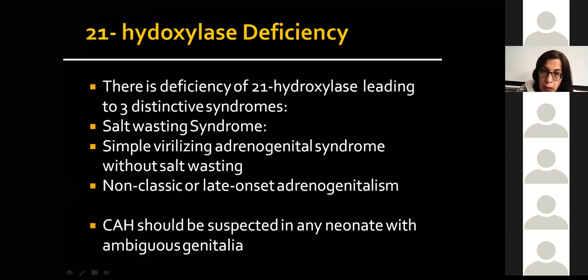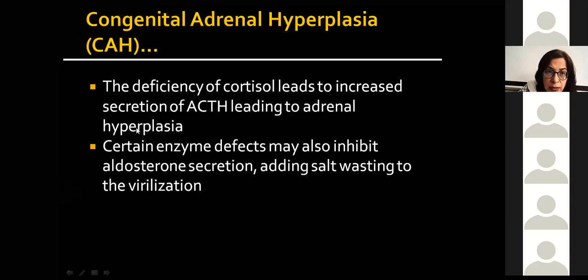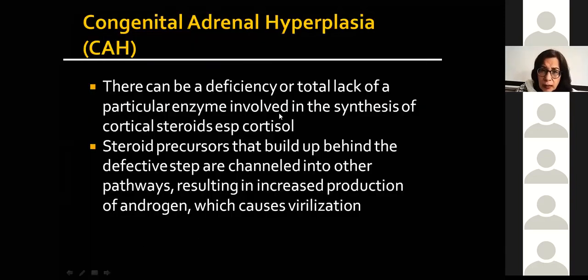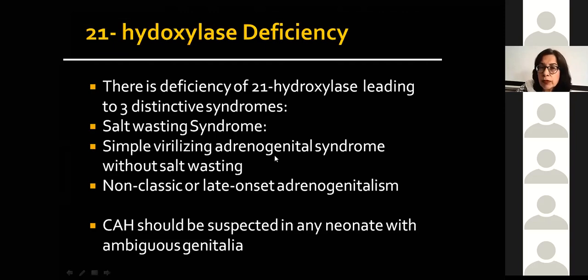Right? Now, 21 hydroxylase deficiency. I showed you this enzyme 21 hydroxylase over here. This one is 21 hydroxylase. And there are three distinct syndromes in this 21 hydroxylase deficiency. It's the most common form of CAH, congenital adrenal hyperplasia. There can be salt wasting syndrome. There can be simple virilizing adrenogenital syndrome without salt wasting. The salt wasting is the most severe when there is almost no 21 hydroxylase present.